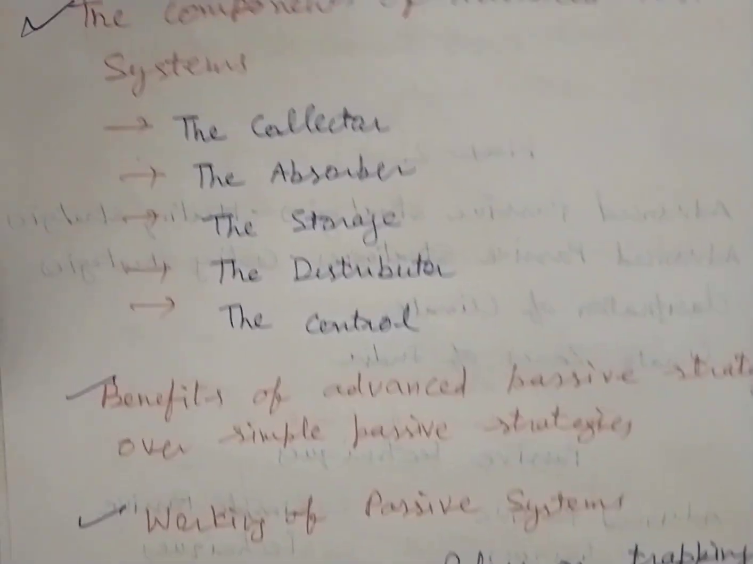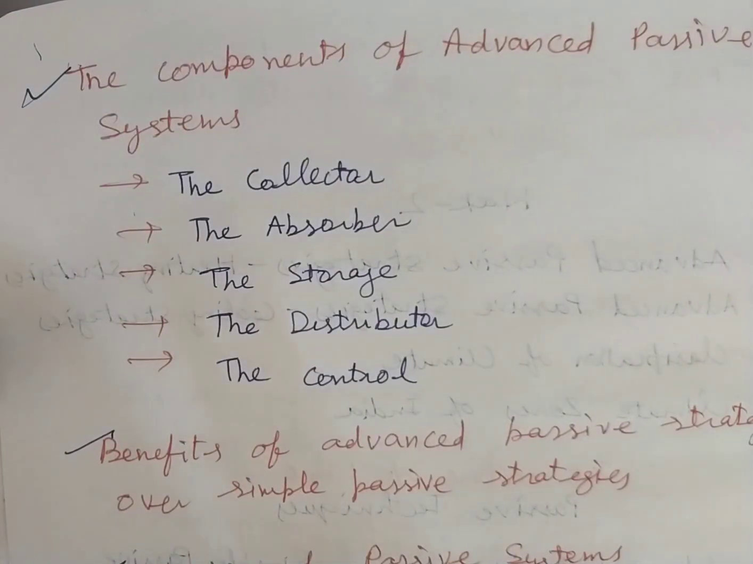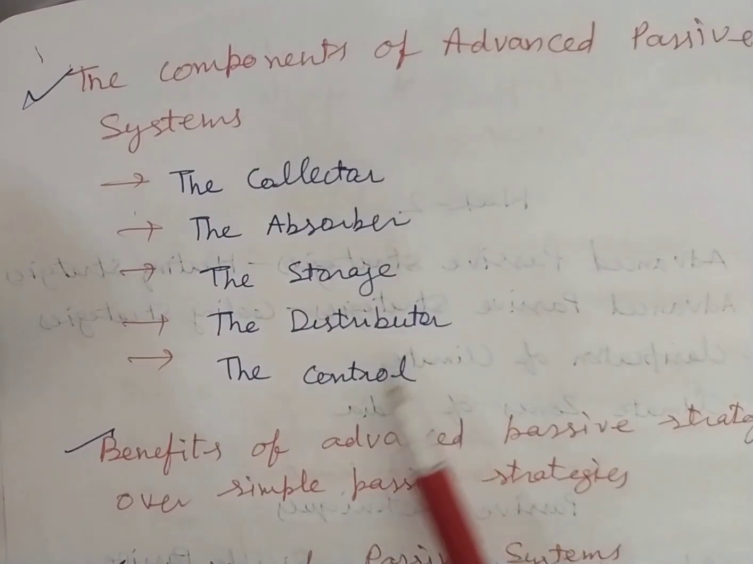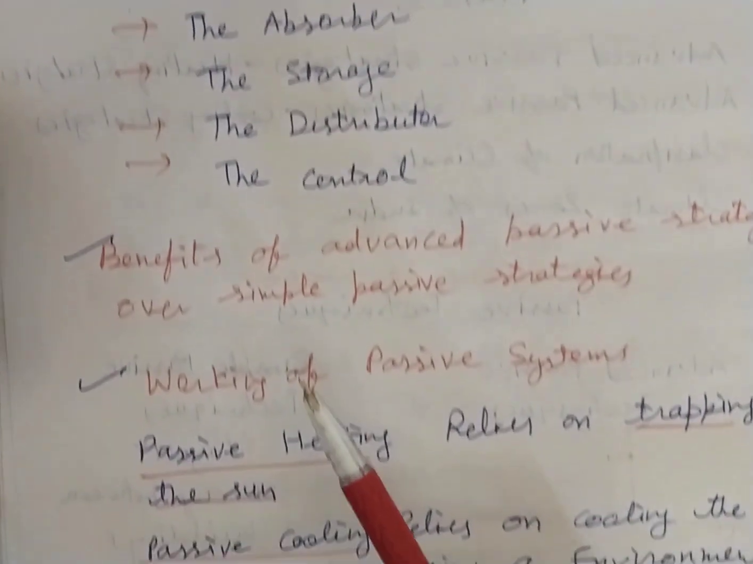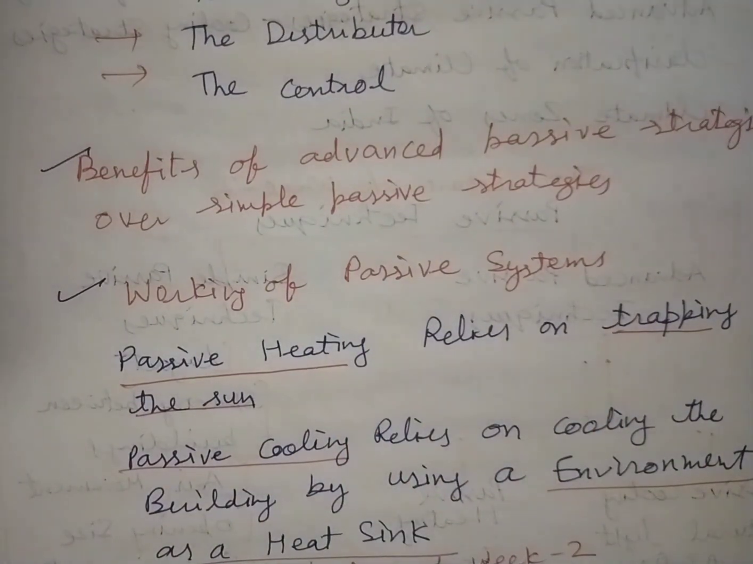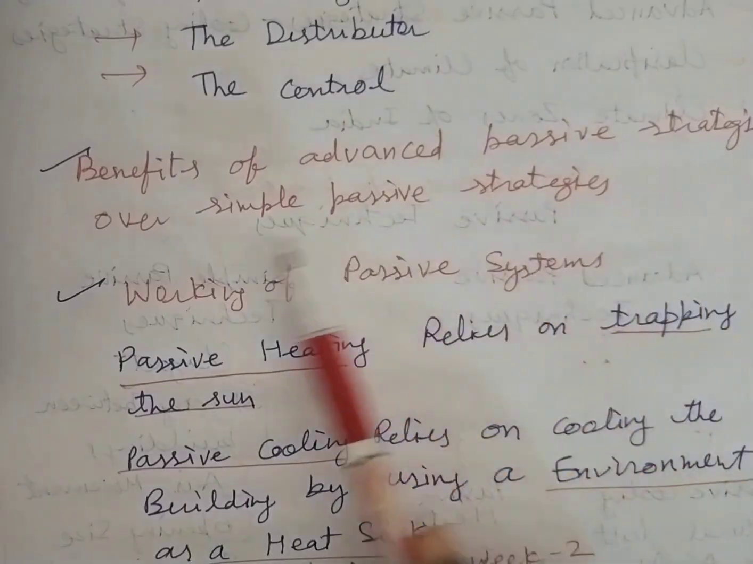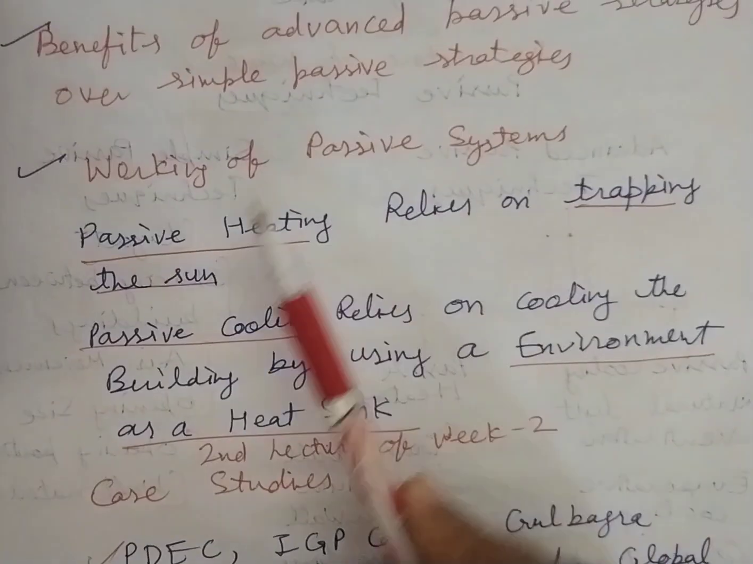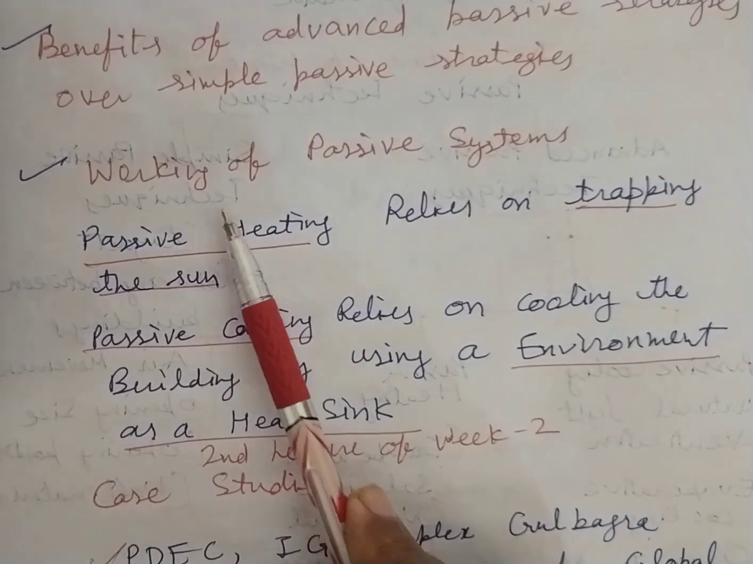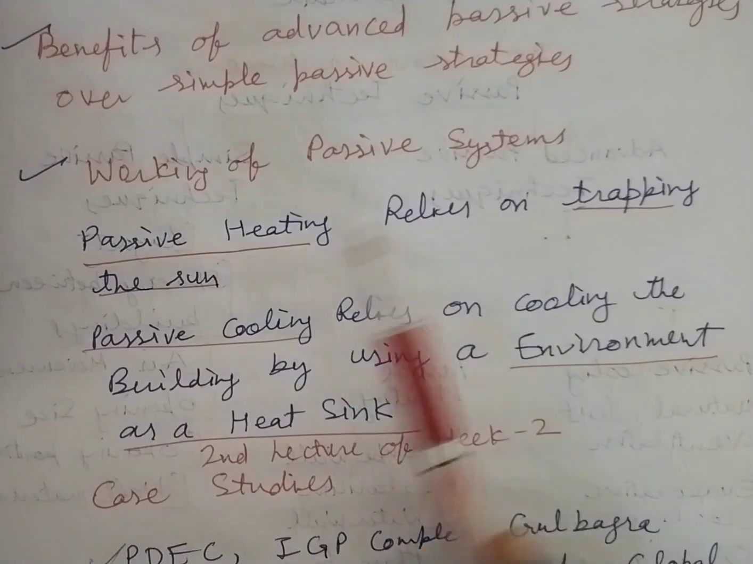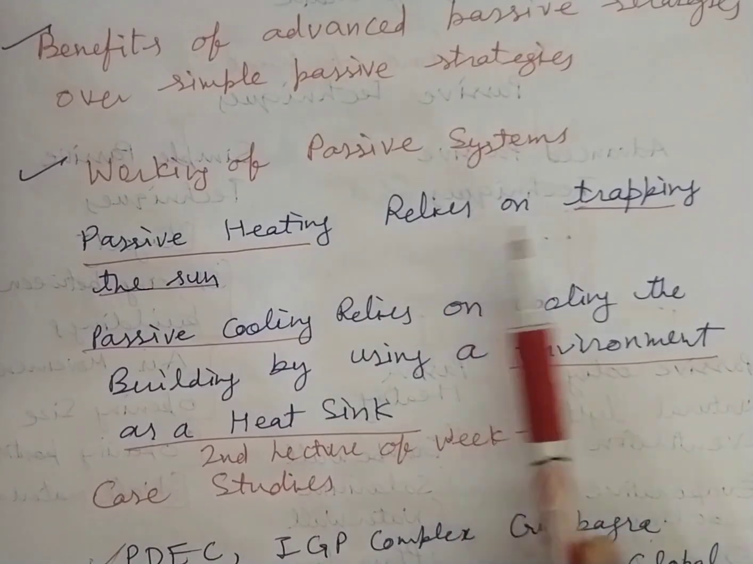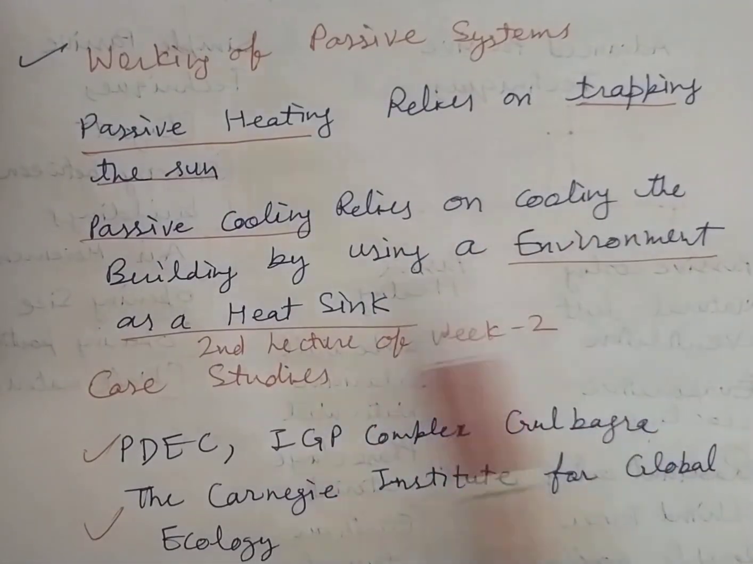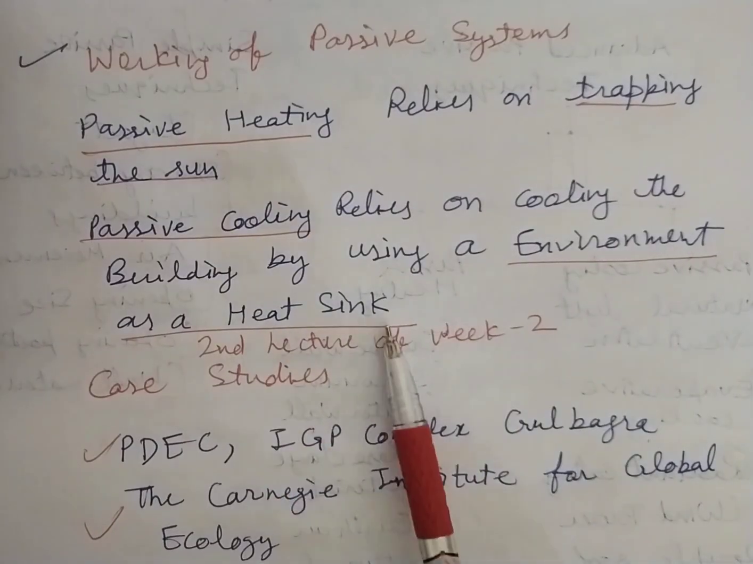The components of advanced passive systems: the collector, the absorber, the storage, the distributor, the control. Next one is, what are the benefits of advanced passive strategies or simple passive strategies? This is covered in this lecture. Next topic which is covered in this lecture is working of passive systems. Passive heating relies on trapping the sun, and passive cooling relies on cooling the building by using an environment as a heat sink.